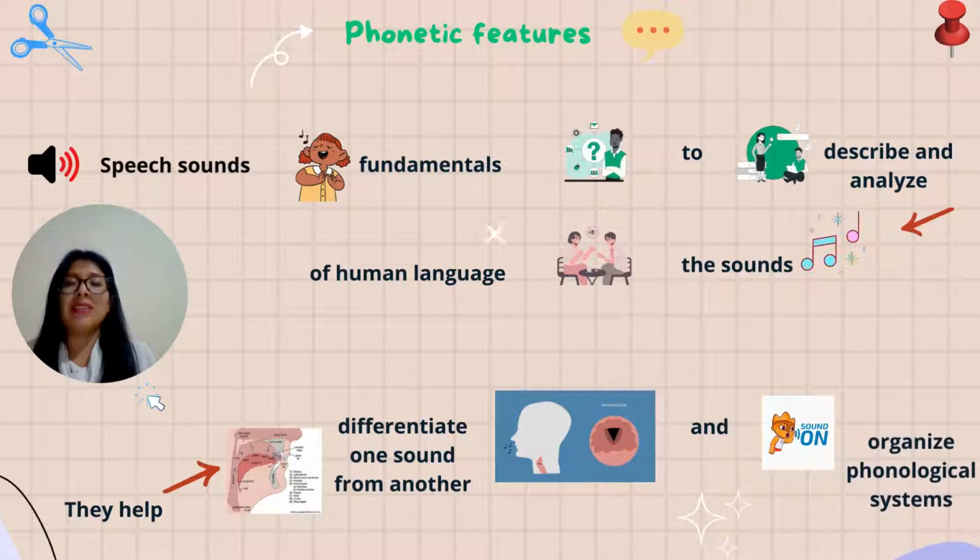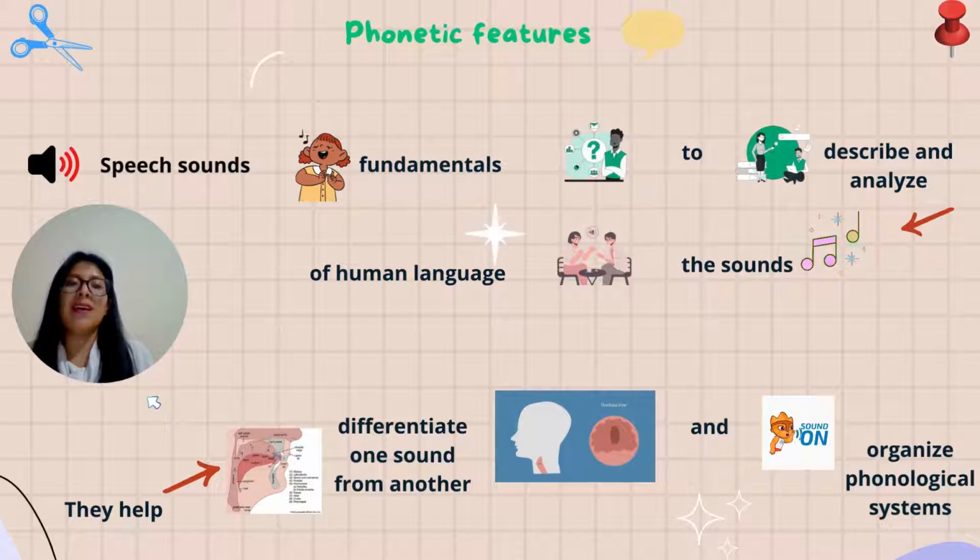Continuing with the phonetic features, we can say that they are the specific characteristics of speech sounds that linguists use to describe and analyze the sounds of human language. These characteristics help differentiate one sound from another and are crucial to understanding the phonological system of a language.